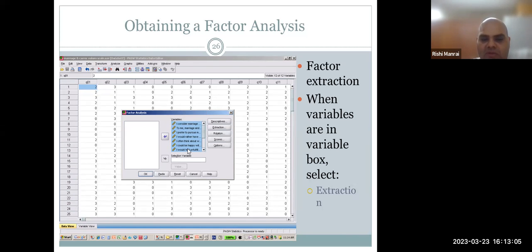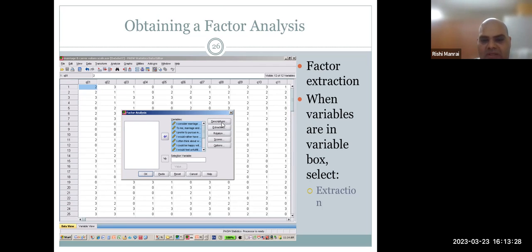No string value will be taken up as a variable in this particular box. Always remember that. Let's say if you have a string value like name, this will not be acceptable. We all know that factor analysis is done only on numbers. It cannot be done on string variables, so we will not be able to take them.